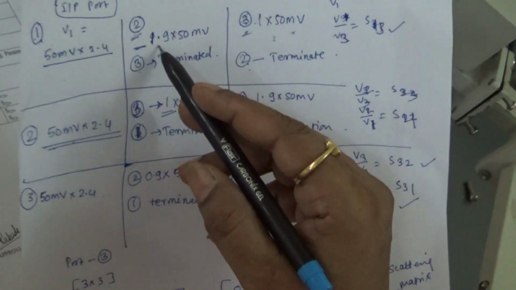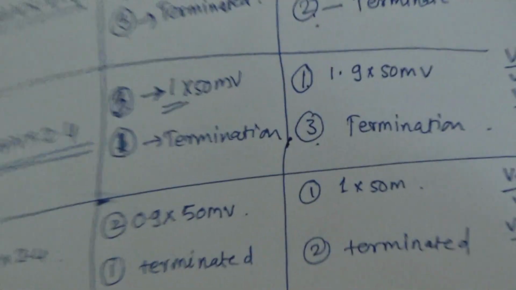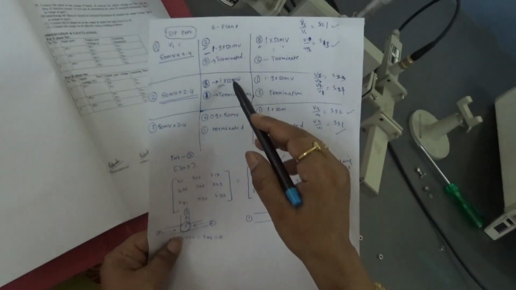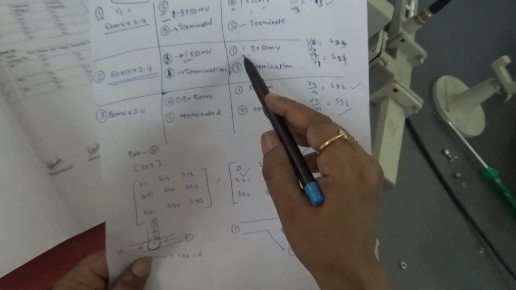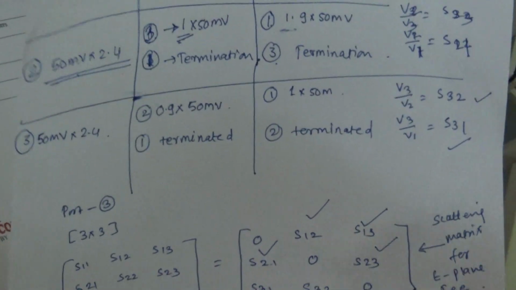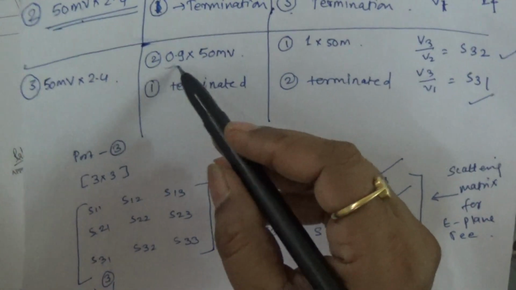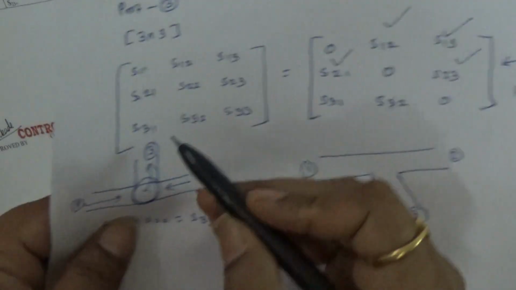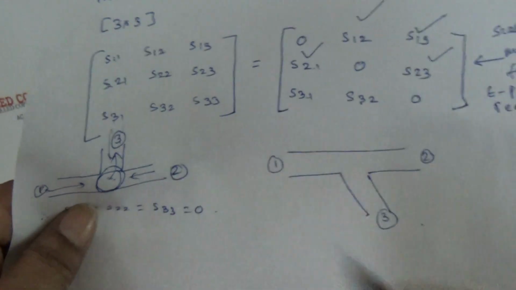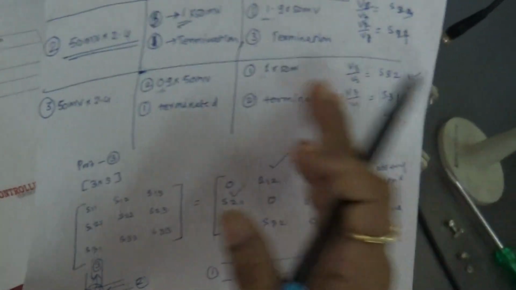Here it is approximately 2, but here it is 1 only, 1 multiplied by 50 millivolts. Similarly, when you apply the signal at port 2, you get the maximum signal at port number 1, but at port number 2 again you get the minimum signal. When you give the signal at port 3, the signal is very small at port 2 and port 1. That means the signal gets equally divided between port 1 and port 2, 0.9 into 50 millivolts and 1 into 50 millivolts.